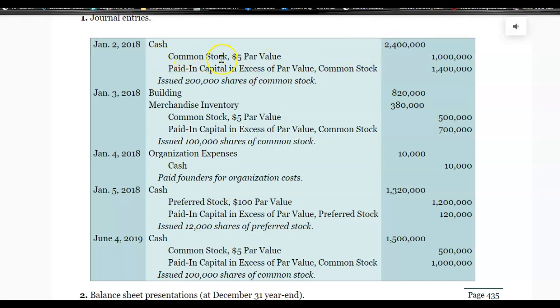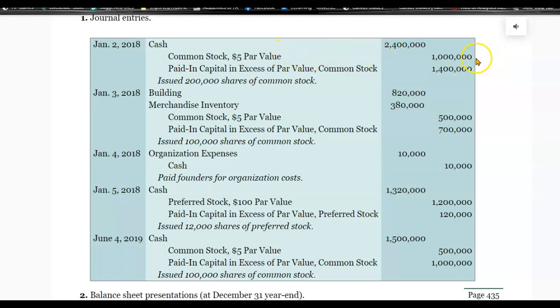And then for common stock, this is our one account. Common stock, $5 par value. It's $5 per share times the 200,000 shares, which is going to be $1 million. So that's what gets recorded in the common stock. It's a credit. Again, because it's an equity account, it is a credit balance account. So we debit cash and we credit the common stock account.